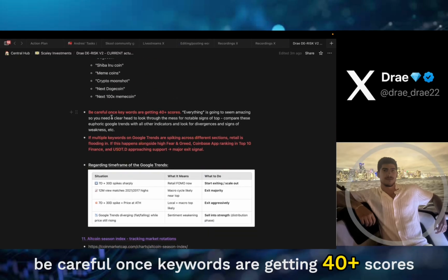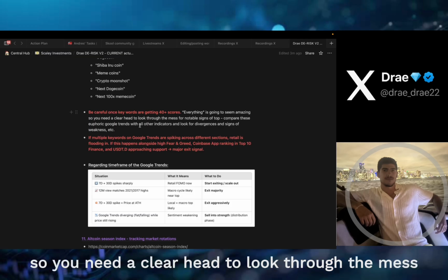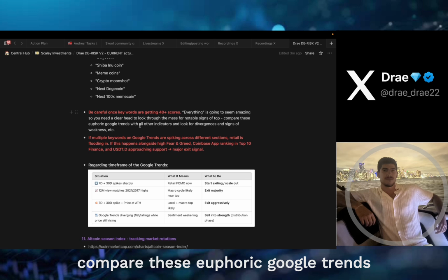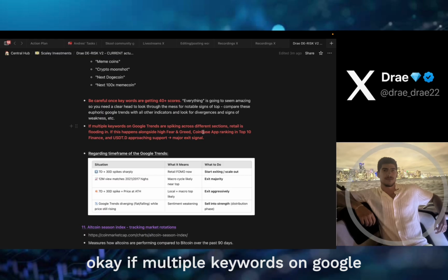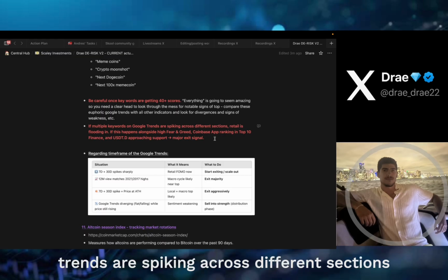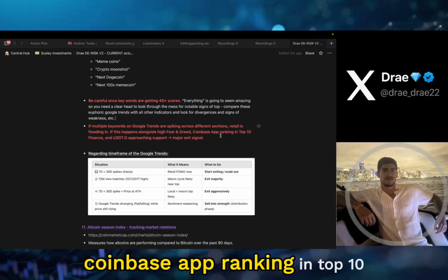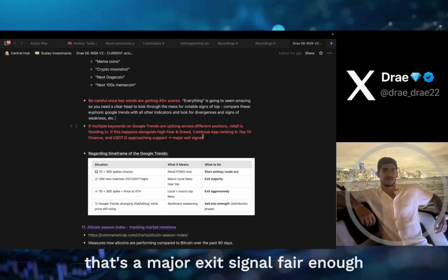Be careful once keywords are getting 40 plus scores. Everything is going to seem amazing, so you need a clear head to look through the mess for notable signs of a top. Compare these euphoric Google Trends with all other indicators and look for divergences and signs of weakness. If multiple keywords on Google Trends are spiking across different sections, retail is flooding in. If this is happening alongside high fear and greed, Coinbase app ranking in top 10 finance, and USDT approaching supports, that's a major exit signal.